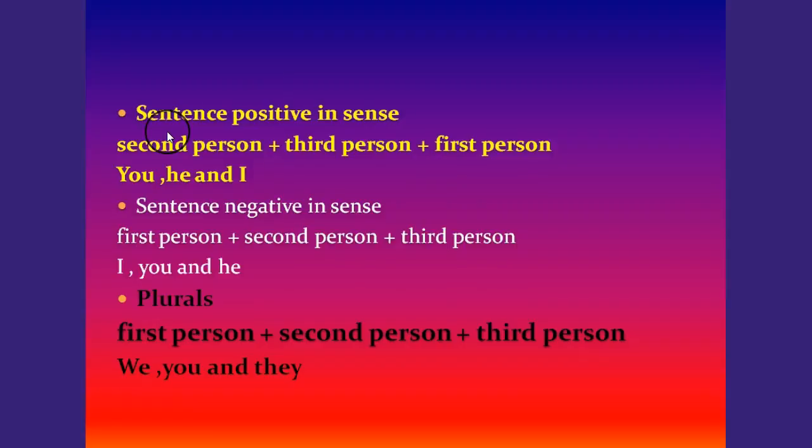Once more. The sequence of personal pronouns: sentence positive in sense, second person, then the third person, then the first person. "You, he and I." Sentence negative in sense, first person, then the second person, then the third person. "I, you and he." In plurals, first person, then the second person, then the third person. "We, you and they."